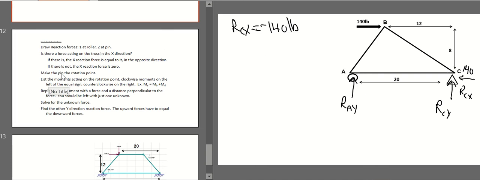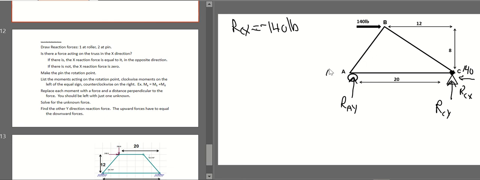Make the pin the rotation point. Okay, come over here, sit on it and rotate. That's my rotation point, because what that does is that makes these go away from my calculation. These will go to 0, because whatever force this is at this point, the distance is 0. So that way I only have one unknown. That's what I like. I want one unknown, so I only need one equation. All right, I did that. List the moments acting on the rotation point, clockwise on the left, counterclockwise on the right. Okay, I got 2 guys, RAY and my 140 pounds. Those are the 2 that I have.